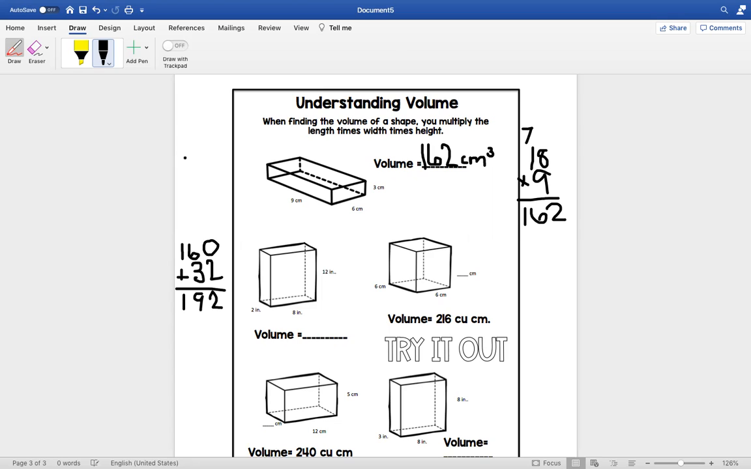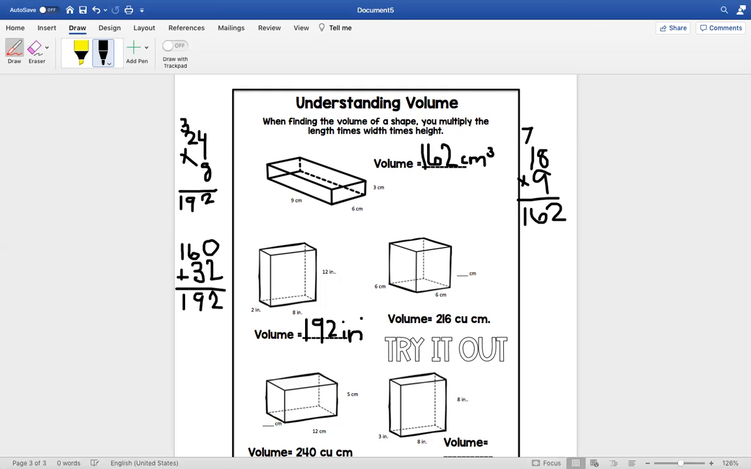And if you wanted to see how it would be done when you multiplied, you could have 24 times 8, and you should get the same answer. 8 times 4 is 32, so you drop your 2, carry your 3. 8 times 2 is 16, plus 3 is 19. Either way you want to think about it, you're going to get the same answer. So we would have 192 what? Inches cubed. Great job.